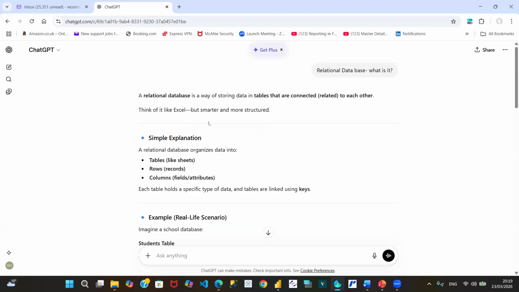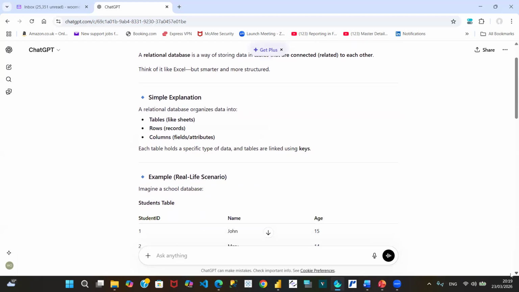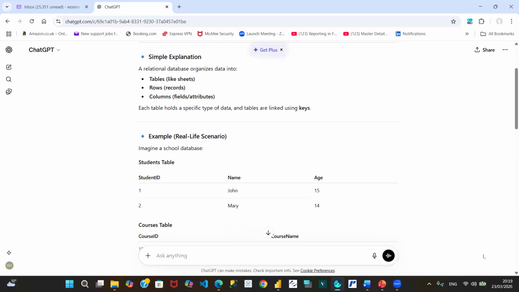So it says it's a way of storing data in tables that are connected to each other. Think of it like Excel, but smarter and more structured, exactly as you mentioned as well, about how well it is structured. So a relational database organizes data into tables, like you have in your Excel sheets, rows and columns. The rows are the records and the columns are the fields or the attributes. Let's see how that works here.